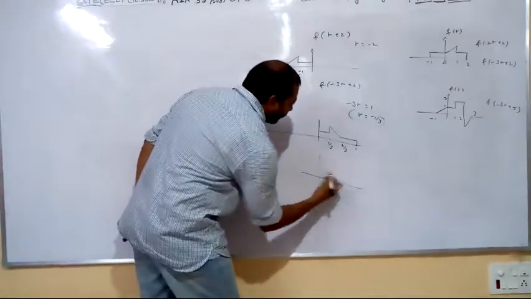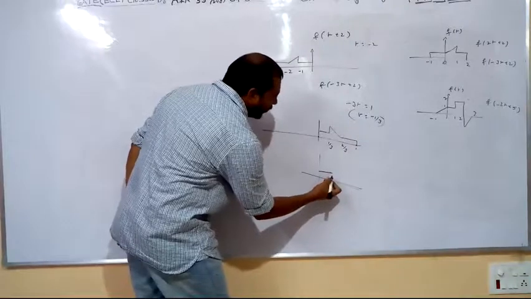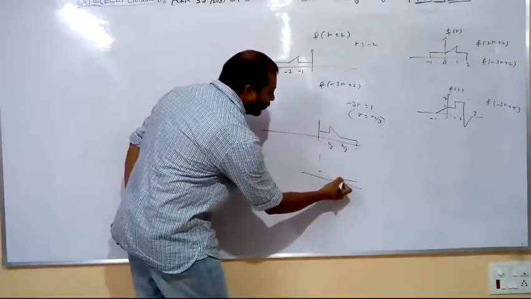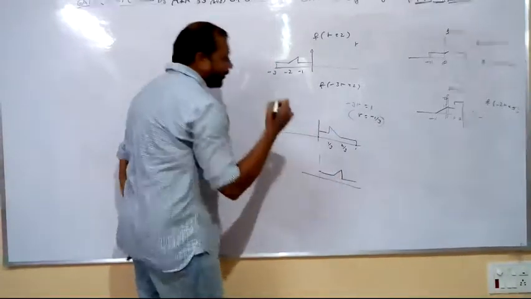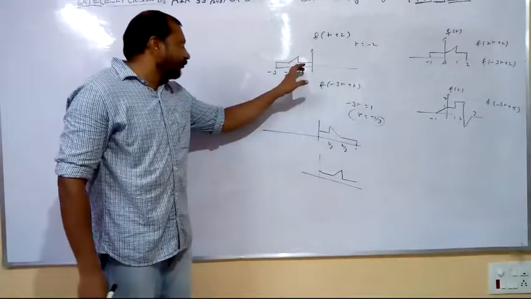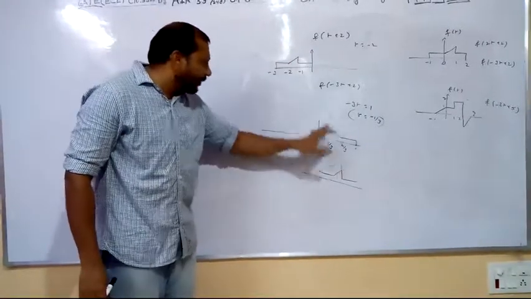Somebody may draw like this, by considering the peak value at 2 by 3, and like this they may draw. Be careful. Here the peak value was at minus 1, so at the corresponding new instant only there should be a peak value.